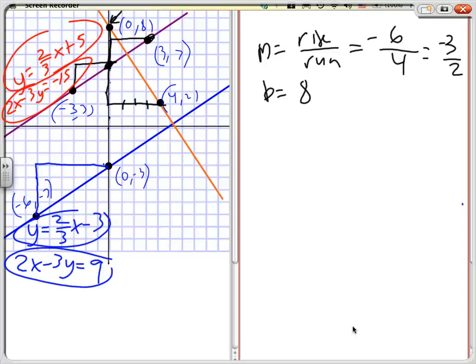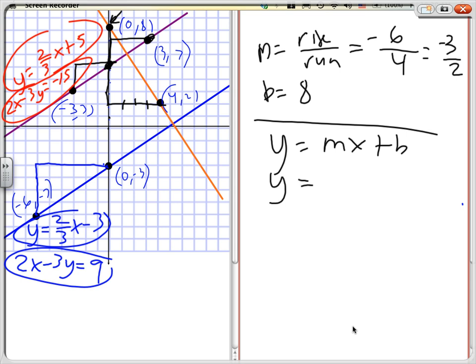Now, since we have the slope and the y-intercept, what do we put back in here now? The y equals mx plus b. Help me replace the variables to make it complete. Y equals negative 3 over 2 x plus 8. Because this is positive, that's why I know it's plus. If it's a negative, I know it's subtract. So this is your slope intercept form.